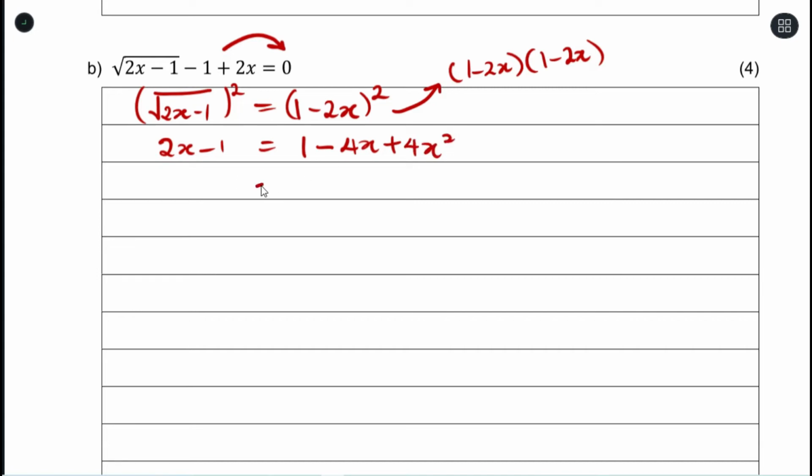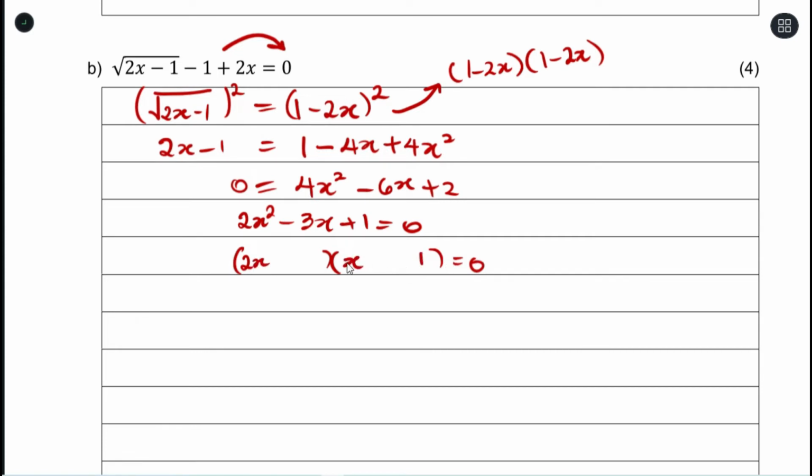Then moving everything to the right-hand side, I can divide everything by two to simplify it a little bit. Then this can be factorized. Now factorizing, opening two brackets. This will give you 2x, that will give you x. This is one, that is one. Then they are both negative, yes. So my answers are x is equal to 1/2 or x is equal to 1.